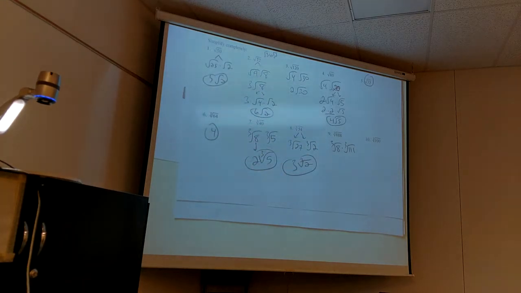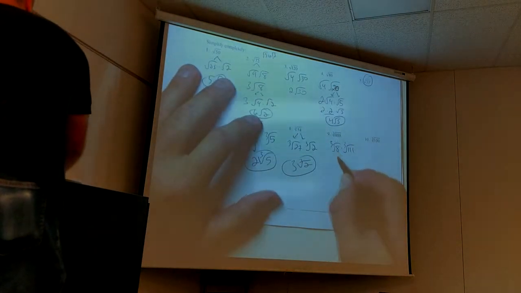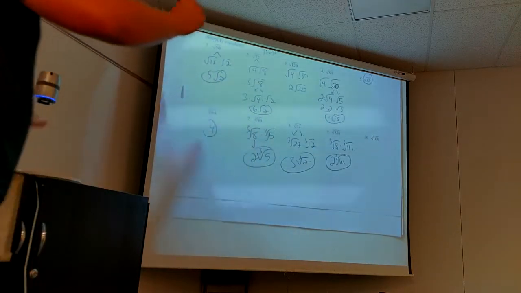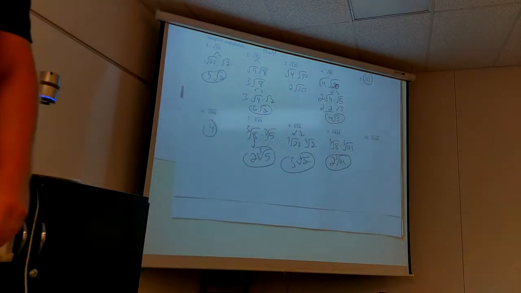What did I do? I went 33 makes it 99, and then tried to get up to 111. So cube root of 8 is 2. Cube root of 111 I can't do. So it's 2 times the cube root of 111.